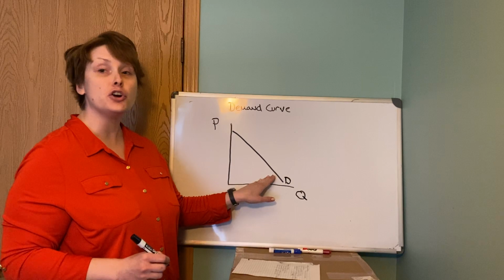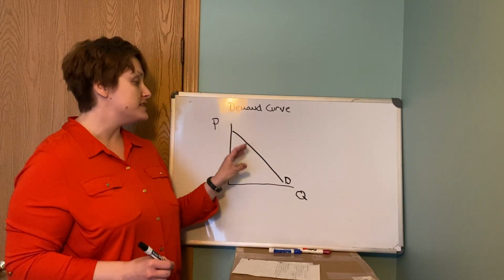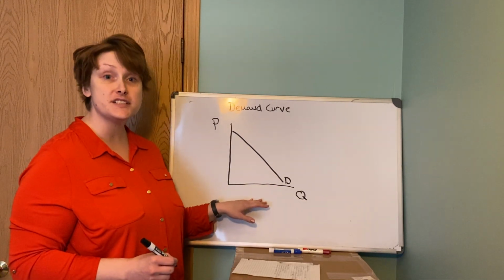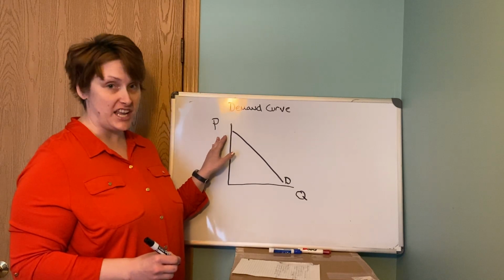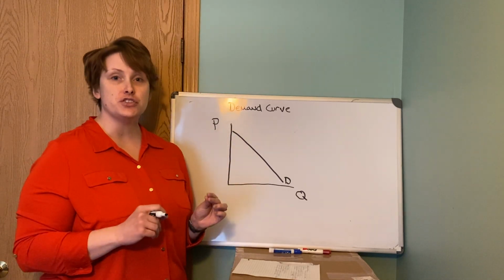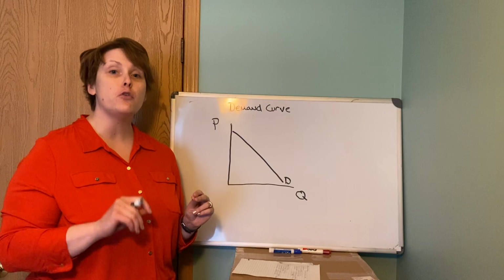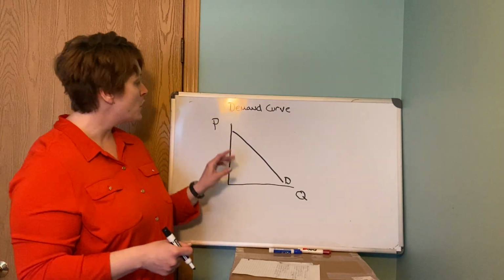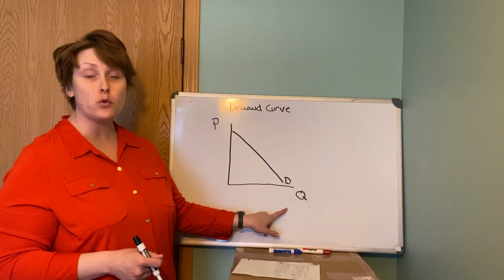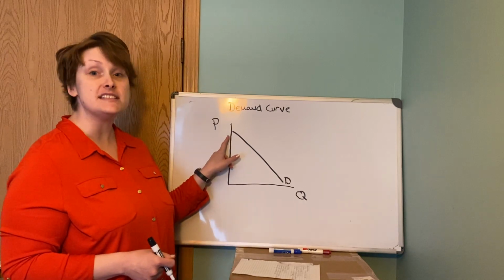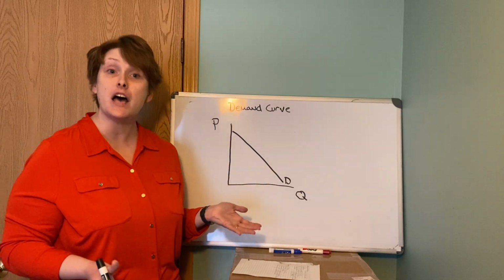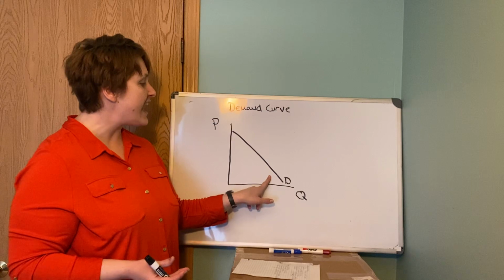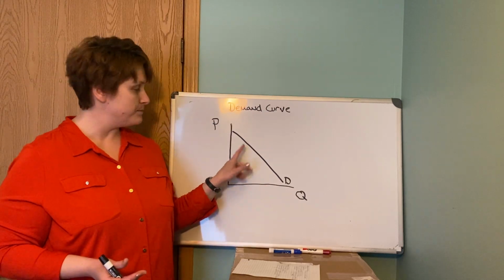Along this curve are various quantities that are desired as prices change. Remember that in marginal analysis, we're looking for incremental changes. We want to know what happens to our quantity demanded if price decreases by $5. So we're looking at this relationship here.